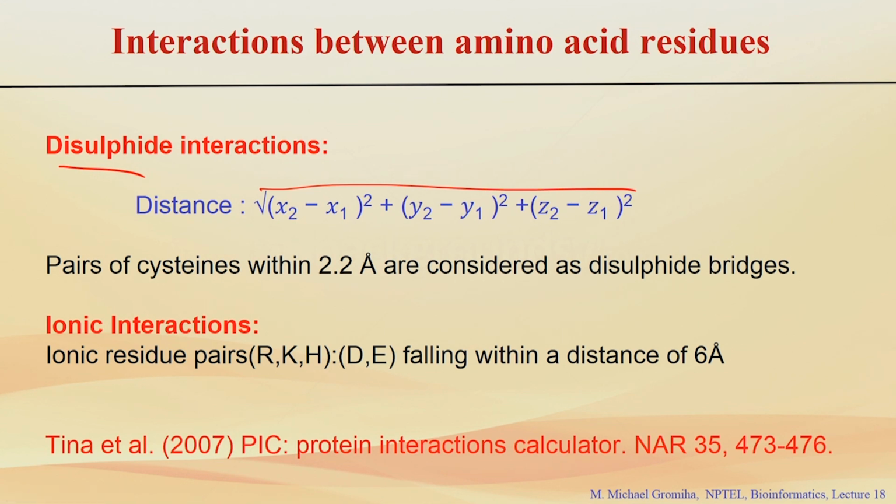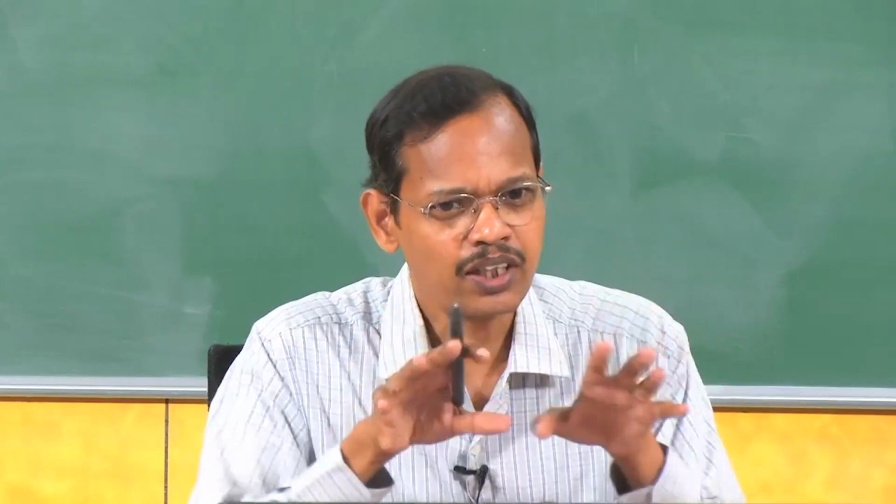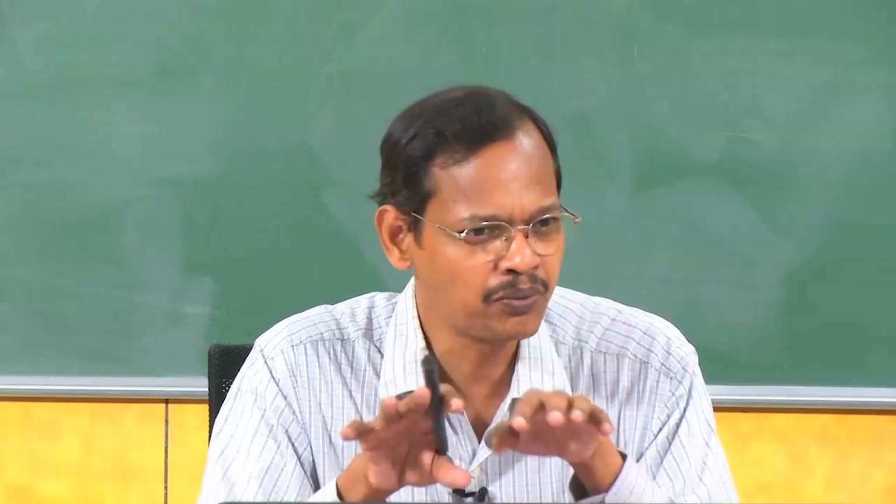Now, for the case of disulfide bond interactions, you can see the pair of cysteines, because these cysteines form the disulfide bonds. Which atom in cysteine? Sulfur, right. So, you can see whether any sulfurs are within the limit of 2.2 angstrom; they are considered as disulfide bridges. They have high tendency to form disulfide bonds. In this case, if you have a protein structure, how to identify whether there are any disulfide bridges in a particular protein?